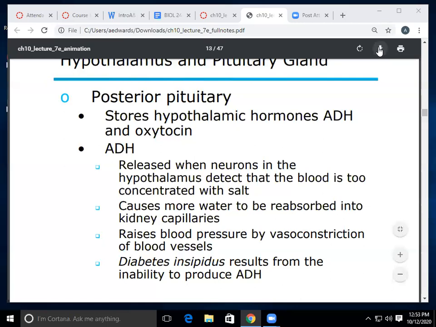Let me explain that a little better. If normally ADH is going to make you reabsorb the water, failure to produce it means the water is going to go through your kidneys and you're going to be just going. So if you don't have enough anti-diuretic hormone, you're going to probably have very frequent urination.